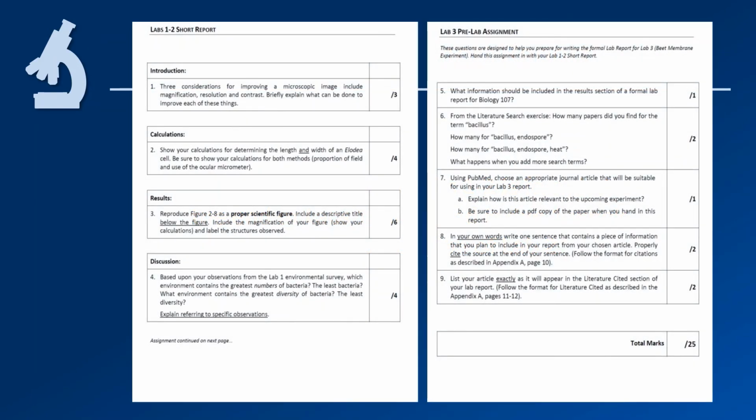If you see on the left here, this is what is required of you for the Lab 1-2 short report, and on the right, what is required of you for the Lab 3 pre-lab assignment. This is all going to add up to 25 marks. These are the exact questions that you need to answer for your Lab 1-2 short report. You can number these questions, starting off with number 1. You can put introduction if you want, and you're going to answer this question number 1. Number 2, you're going to answer this calculation. Number 3 is some results. Number 4 is a discussion, and so on.